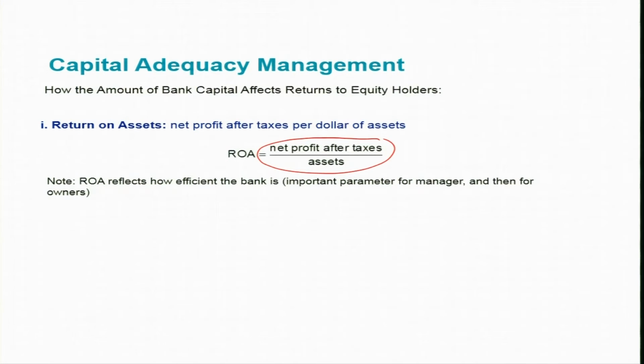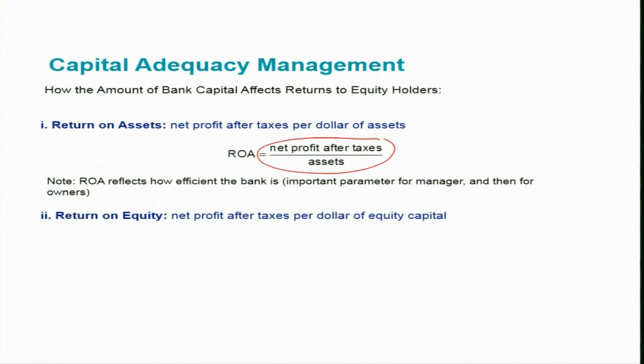Second, it is only secondarily important for owners, because what they are interested in is not the profit per asset but the profit per equity. For a shareholder in a bank, the most important concern is how much profit and dividend they get per unit of share. So let us discuss the second concept, called return on equity: the net profit after taxes per dollar of equity capital.